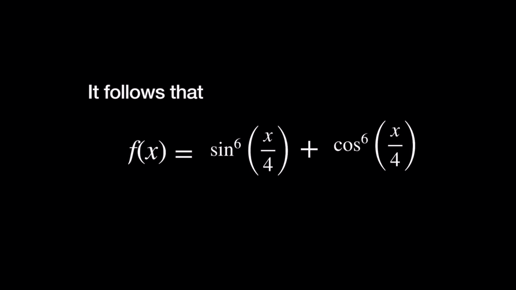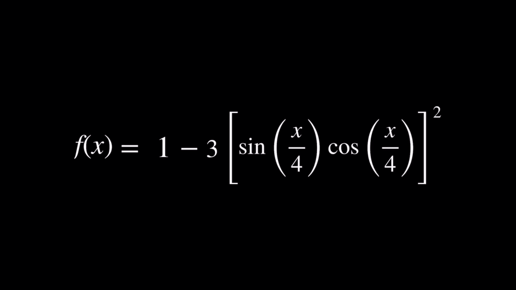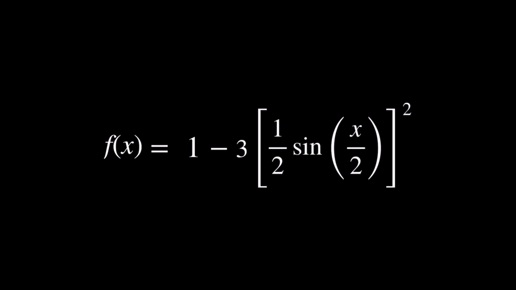Okay, so let me recall that the function is given by f of x equals sine to the 6th power of x over 4 plus cosine to the 6th power of x over 4. Now, we can rewrite this using the previous identity as f of x equals 1 minus 3 times sine of x over 4 times cosine of x over 4, all of that squared. Now we use the double angle identity for sine, and we get that this is equal to 1 minus 3 times 1/2 of sine of x over 2. Notice it's not x over 4 but x over 2, and then squared.